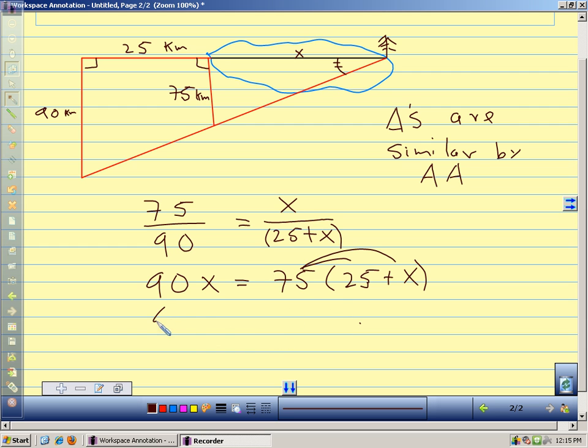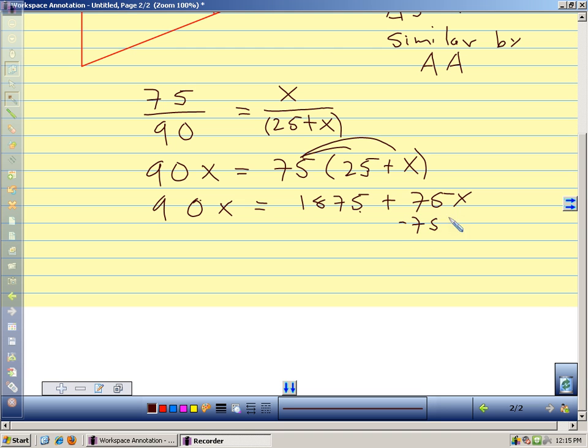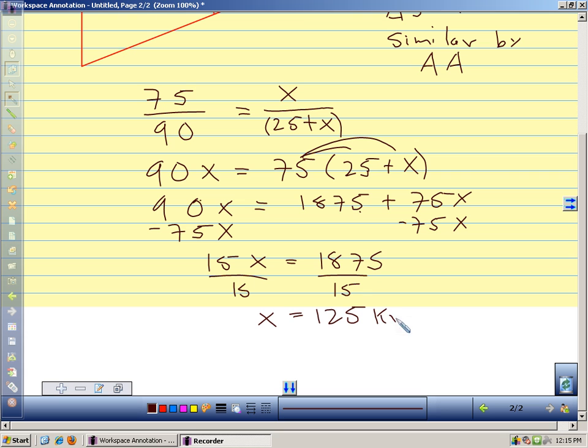We're going to distribute here, 90x. Your friend doesn't know what distributing is, so you have to show what that means. 90x equals 1875 plus 75x. And now we almost know how far it is across the lake. Subtract 75x. And we get that 15x equals 1875. Divide by 15. And finally, we know that x equals 125 kilometers.